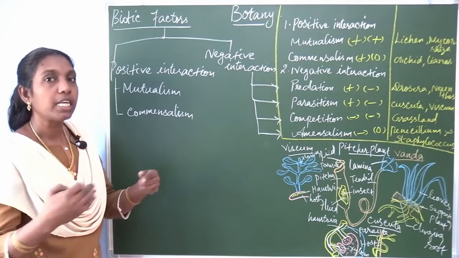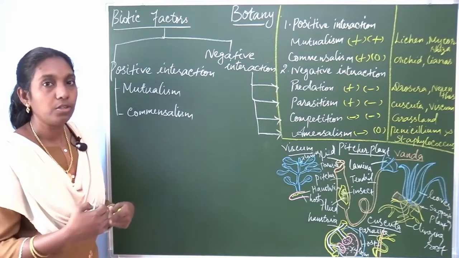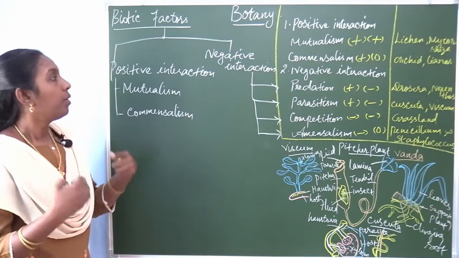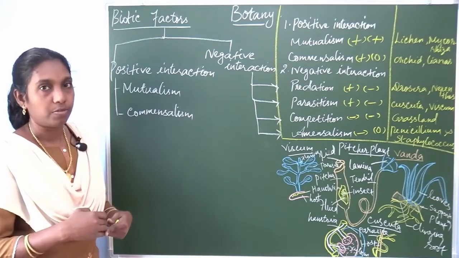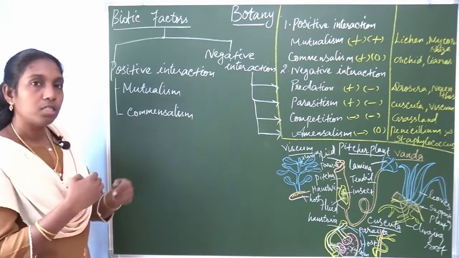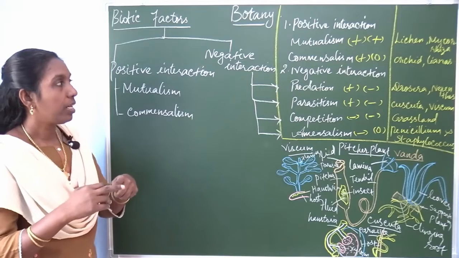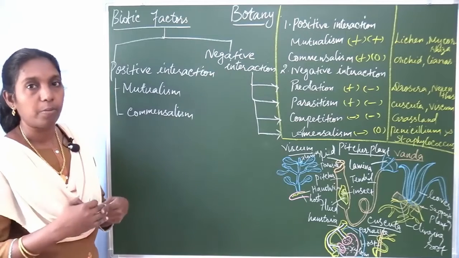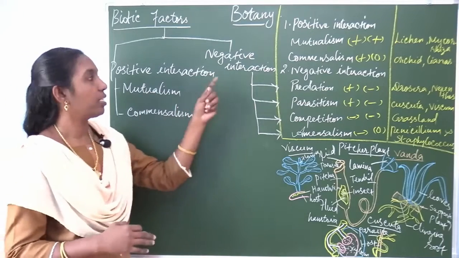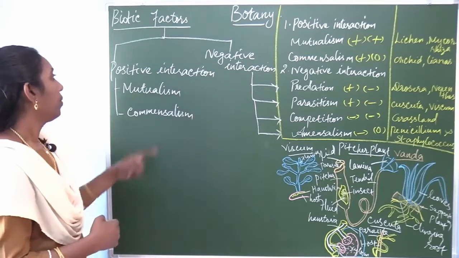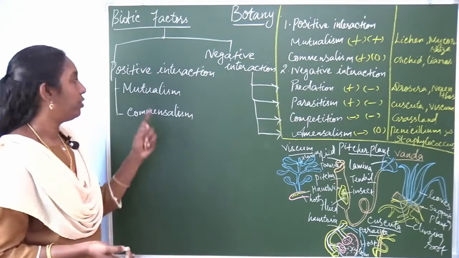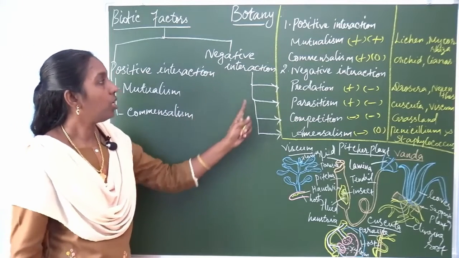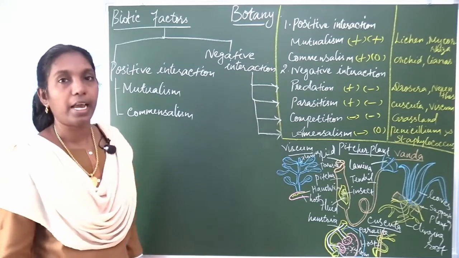Plants and animals interact with each other, either plant to plant, animal to animal, or plants and animals. Two organisms interact with each other. These interactions are positive and negative. In positive interaction, both are benefited. In negative interaction, one is harmed and the other is benefited, or both are harmed. This positive interaction is again classified into mutualism and commensalism, and the negative interactions are predation, parasitism, competition and amensalism.